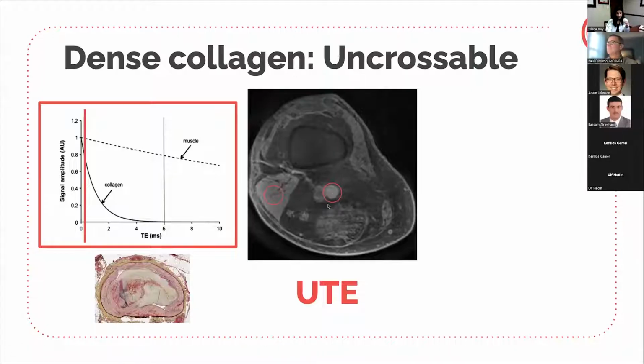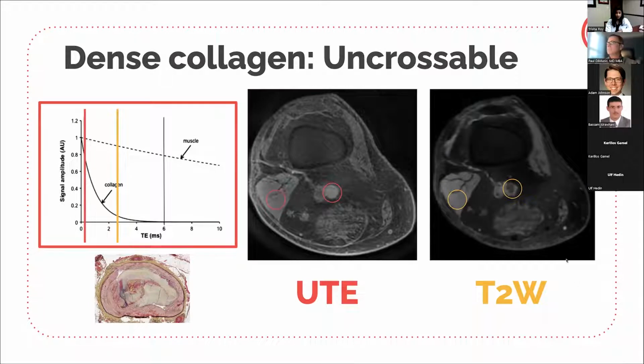So this is an example of that same lesion. Depending on when we're capturing the picture, we can see different types of materials with different contrasts. So here we're capturing it very early after our pulse. And at this point, the collagen and muscle both have relatively the same amount of signal intensity.